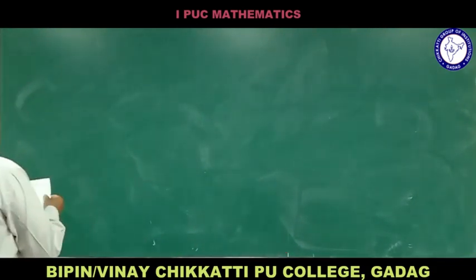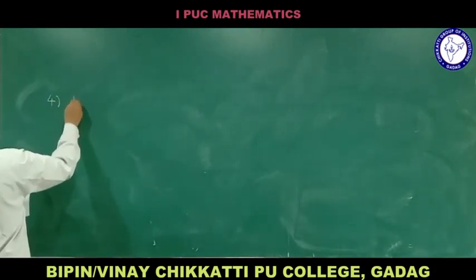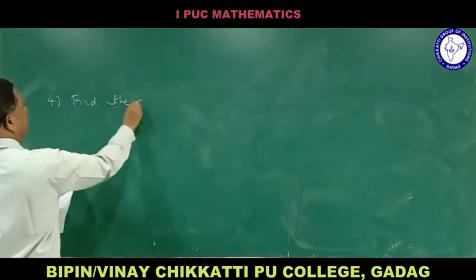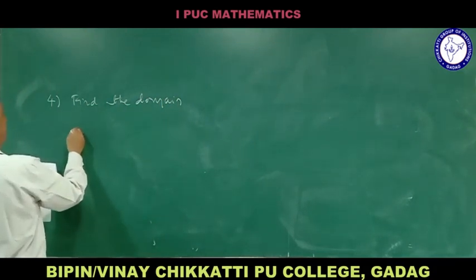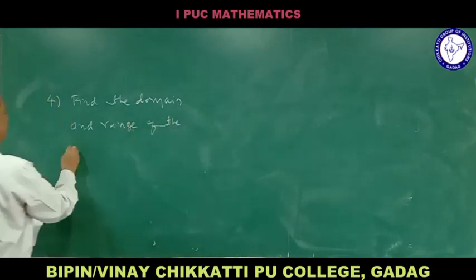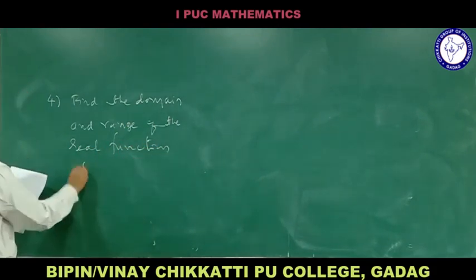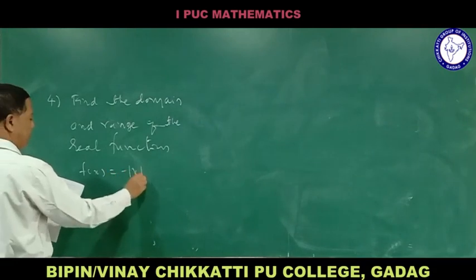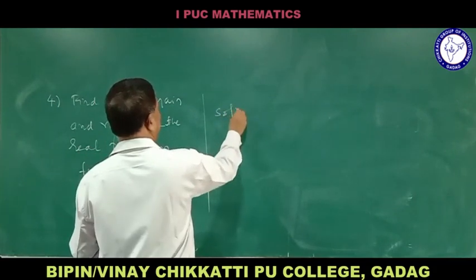Now you see that for each value of x, we find the value of f of x. Now see the fourth problem: find the domain and range of the real function f of x equals modulus of minus x. Here you have to explain the domain and the range of this function.